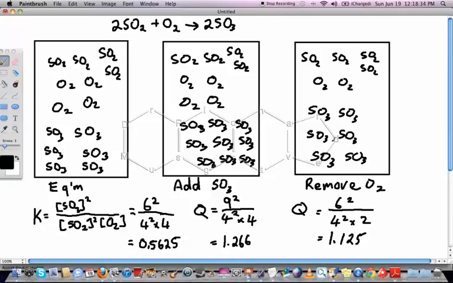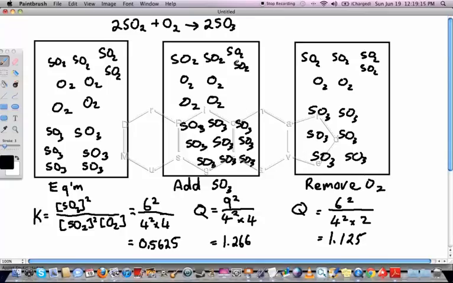So let's look at the situation where we're removing O2. So we're removing a reactant here. So what I've done is I've still got 4 SO2s here, I've still got 6 SO3s, that's in relation to the equilibrium over here, and I've taken 2 O2s away, so we've removed 2 oxygens. Clearly we're not at equilibrium anymore because the value of Q is going to be different to K, it's going to come out to 1.125. And again what we're finding is that by removing a reactant, the value of Q is now greater than the value of K, so the reaction will tend to move towards the reactant side, or away from the product side if you like, so that Q can be closer to K.